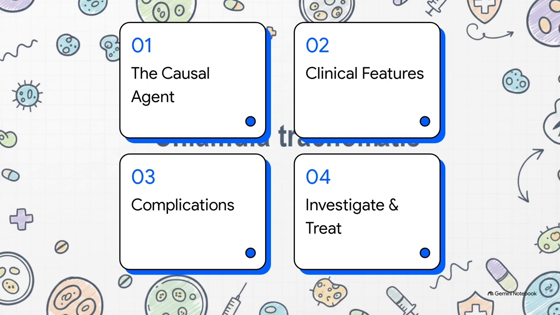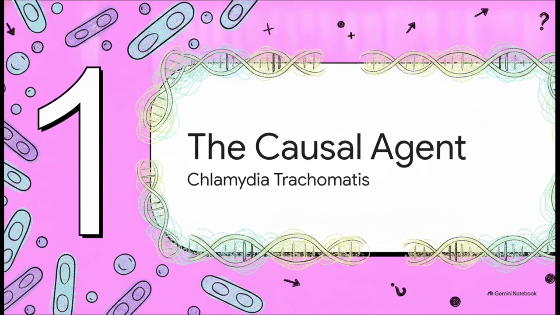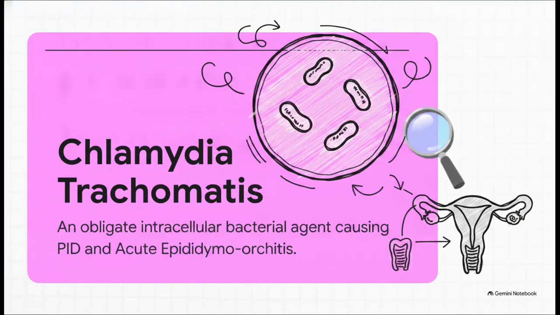First, the causal agent. Second, clinical features. Third, complications, specifically Reiter syndrome. And we'll wrap it all up with investigation and treatment. Okay, let's hit Section 1, the causal agent. We're looking at chlamydia trachomatis.